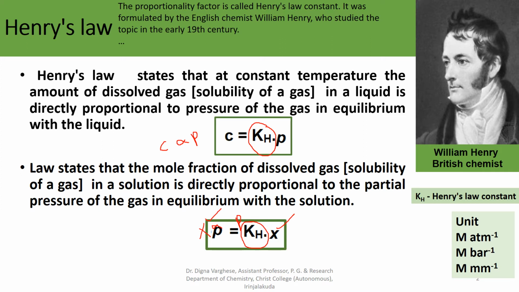So the unit for Henry's law constant: in C is equal to Kh into P, the unit is molar atmosphere inverse, molar bar inverse, molar millimeter inverse. In the case of mole fraction and pressure, the proportionality constant has only a pressure unit, atmosphere, bar, or millimeter, depending upon the unit in which the pressure is expressed.